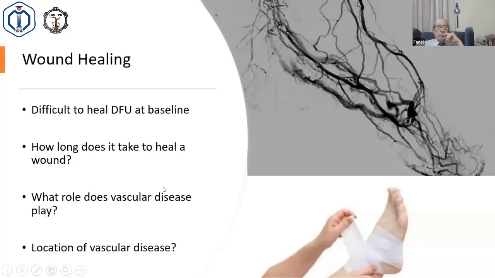Now, this brings up wound healing. This is something that we all deal with, and it's a difficulty that a lot of our patients, if not all of them, have. These are difficult to heal at baseline. So the real question is, how long does it take to heal these wounds? What role does vascular disease play? Especially, what role does the location of the vascular disease play?